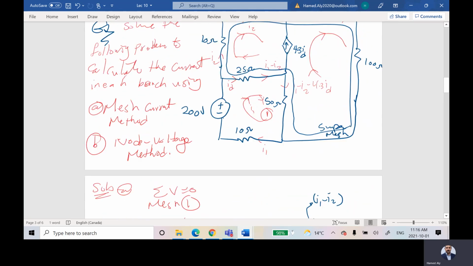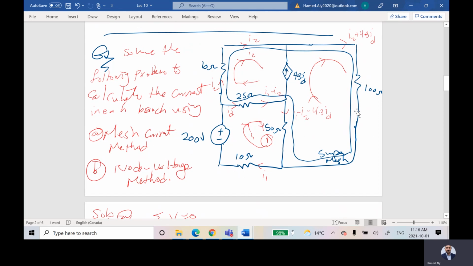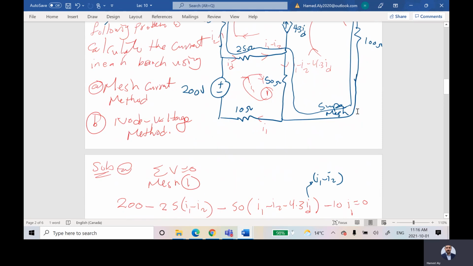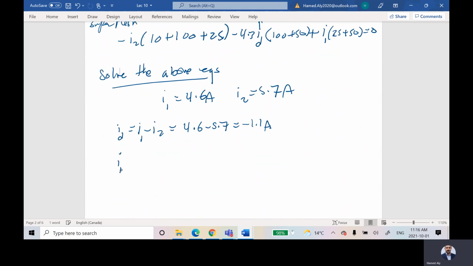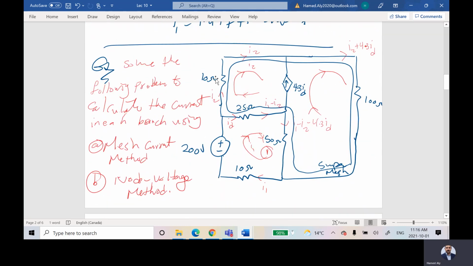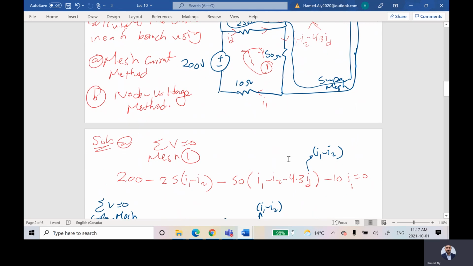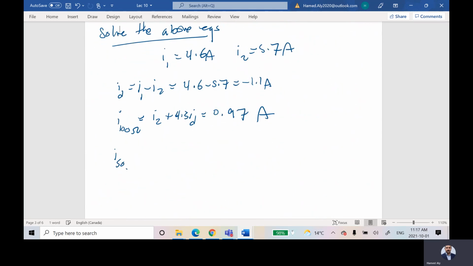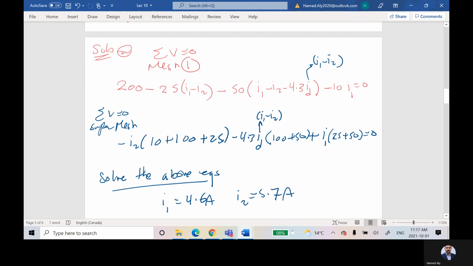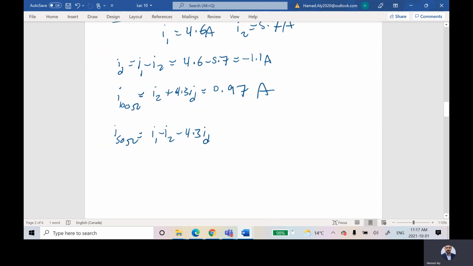You can calculate the current here in the 100 ohms, which is equal to I2 plus 4.3 ID. If you calculate this, it is equal to 0.97 amps. Everything else will be very easy. I calculated this, this, this, and this. What is left is I50, which is I1 minus I2 minus 4.3 ID. Is it right? Yes. You can calculate this current as well.